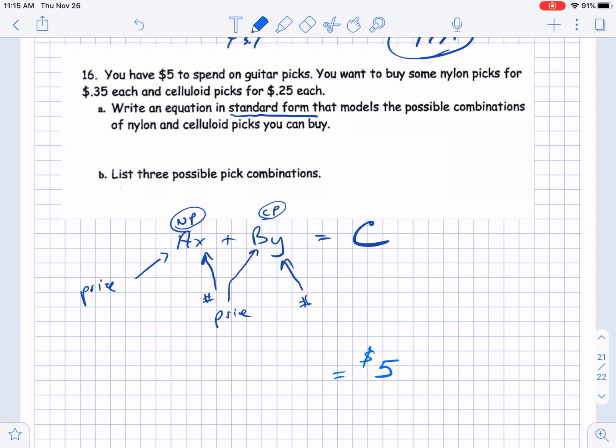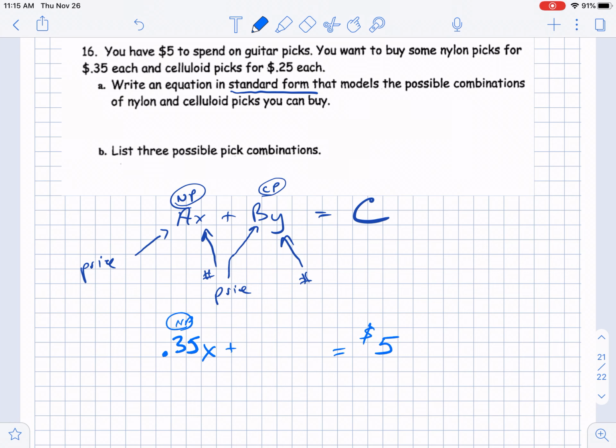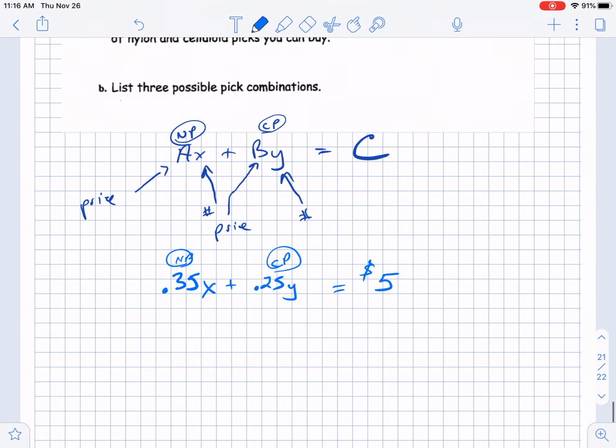And I see the nylon picks as 35 cents. So 35 cents X. We don't know how many nylon picks. Remember, we call these nylon picks. Plus, and you could actually do 35 cents N if you want. It doesn't have to be X. Plus 25 cents Y, AX plus BY, and that is celluloid picks. And that's really what you're looking at here. And you really could just say 35 cents N, nylon, plus 25 cents C equals $5.